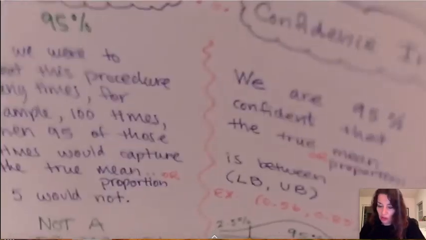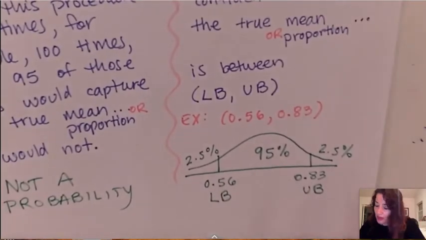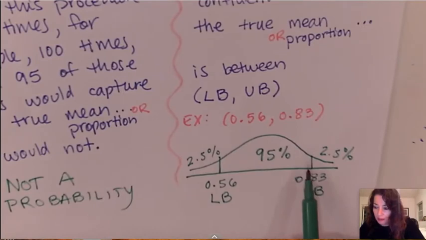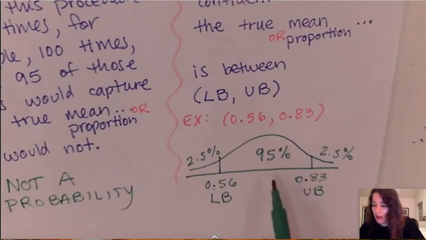So to show you a picture of what that would look like, you have your 95% confidence interval, and here's your lower bound and our upper bound, and we are 95% confident that we have captured the true proportion.